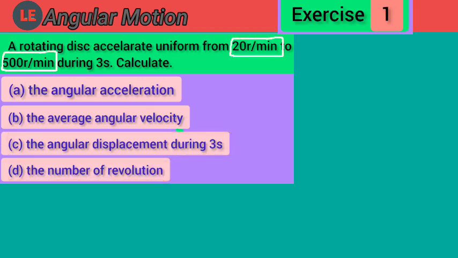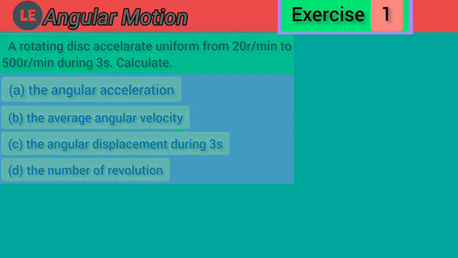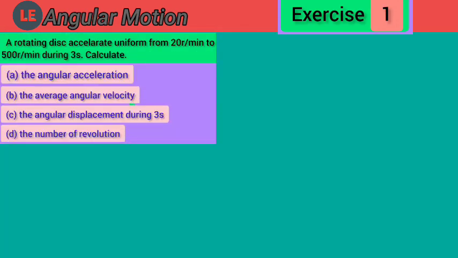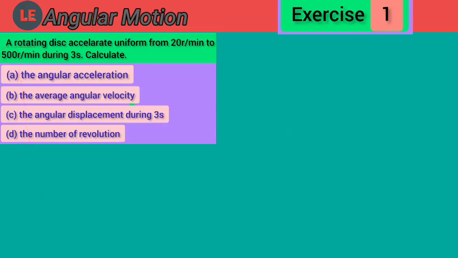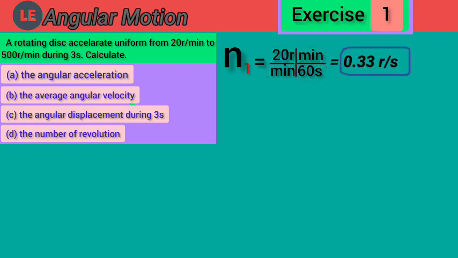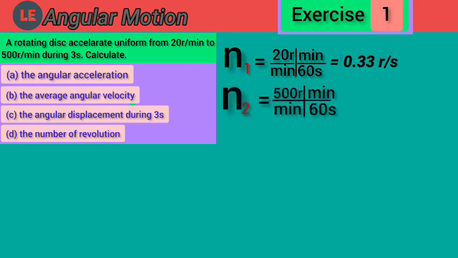Here we are given revolutions per minute. We convert them to revolutions per second. Note, we represent revolution by the letter n, which means this is n1 and this is n2. Let us convert. n1 is equal to 20 revolutions over 1 minute multiplied by 1 minute over 60 seconds, we get 0.33 revolutions per second. We do the same on n2 to get 8.33 revolutions per second.